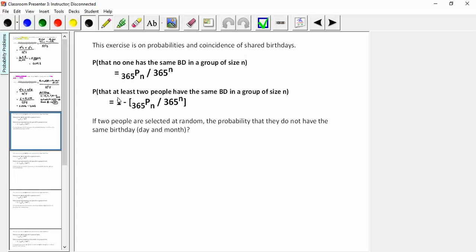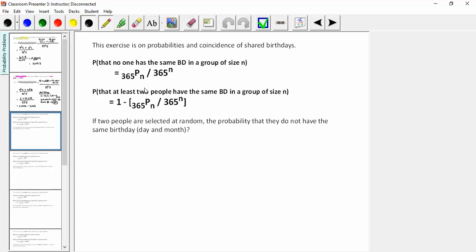We can also calculate the inverse of this. We'll use the complement property of probabilities. We just take 1 minus, here's the same expression in both of these. We'll take 1 minus that and figure out the inverse of this. This is that no one has the same birthday, and here's that at least 2 people have the same birthday in a group of size n.